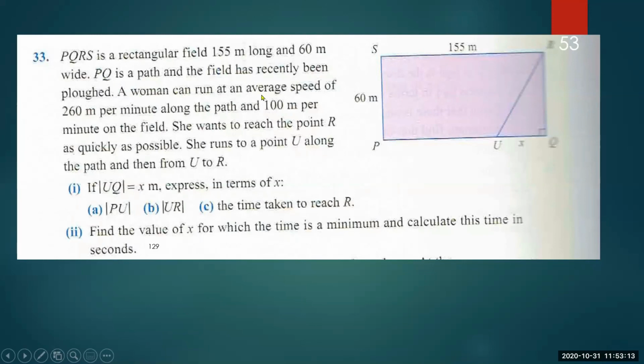So a woman can run at an average speed of 260 meters per minute along the path and 100 meters per minute on the field. She's starting off from P and she wants to reach R as quickly as possible. So she runs to some point U along the path, and then she runs from U to R. If the distance from U to Q is X meters, express what's PU and what's UR, and then find the time taken to reach R in terms of X, and then find the value of X for which the time is a minimum, and calculate this time in seconds.